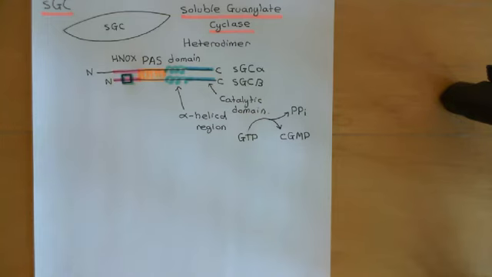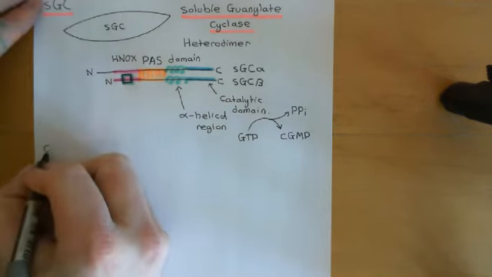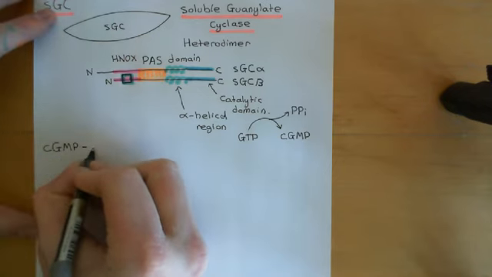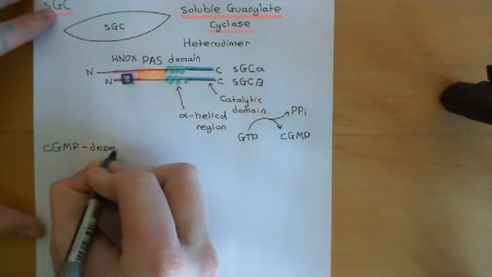Okay, right. So this cyclic GMP that's being produced in the vascular smooth muscle cells in response to this nitric oxide, what's it actually going to do? Well, it's going to activate a protein kinase that is known as cyclic GMP dependent protein kinase.